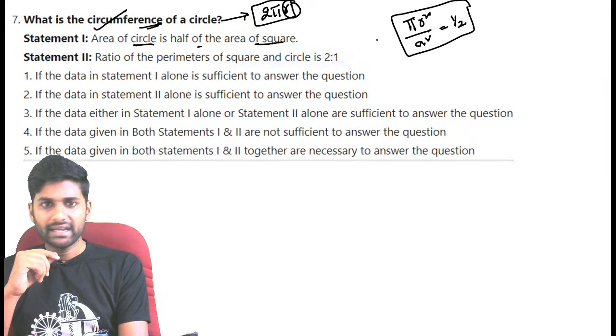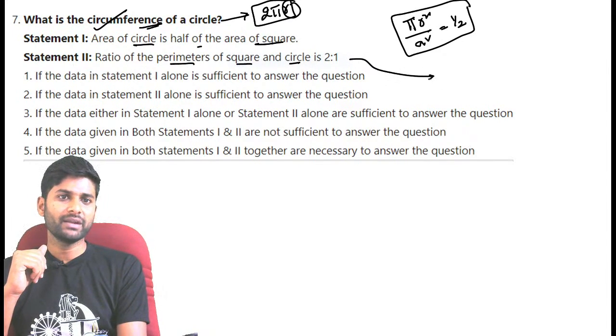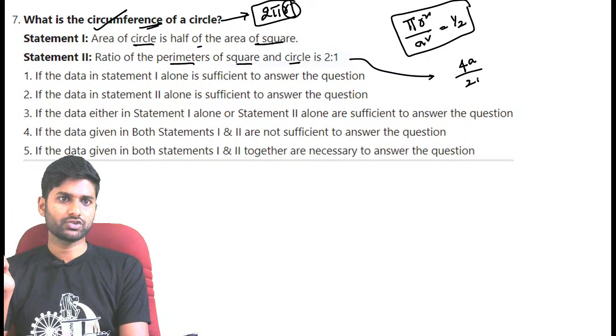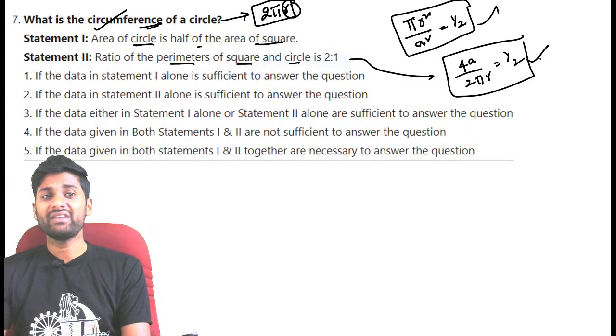Clear? Next one. The ratio of the perimeter of the square to the circle. See, the perimeter of the square is 4a. Circle perimeter means circumference, 2 pi r. The ratio is 1 by 2. See guys, if you solve these equations, we never get any value.